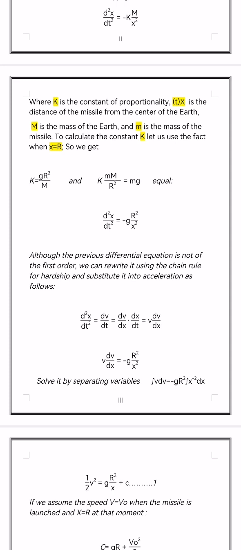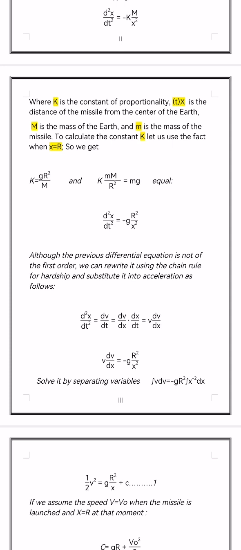Although the previous differential equation is not first order, we can rewrite it using the chain rule and substitute it into the acceleration as follows. d square x divided by dt square equals dv divided by dt equals dv divided by dx multiplied by dx divided by dt equals v multiplied by dv divided by dx, and v multiplied by dv divided by dx equals minus g multiplied by R square divided by x square.